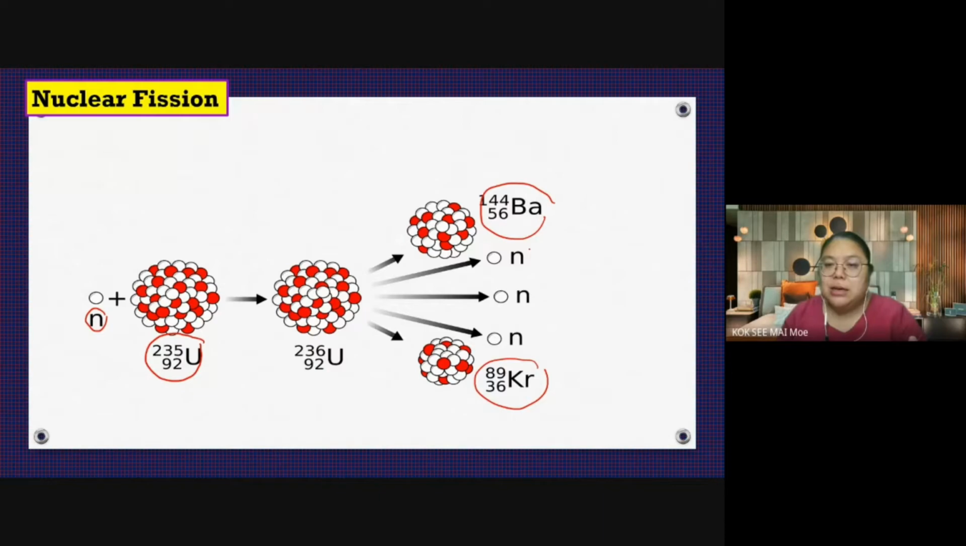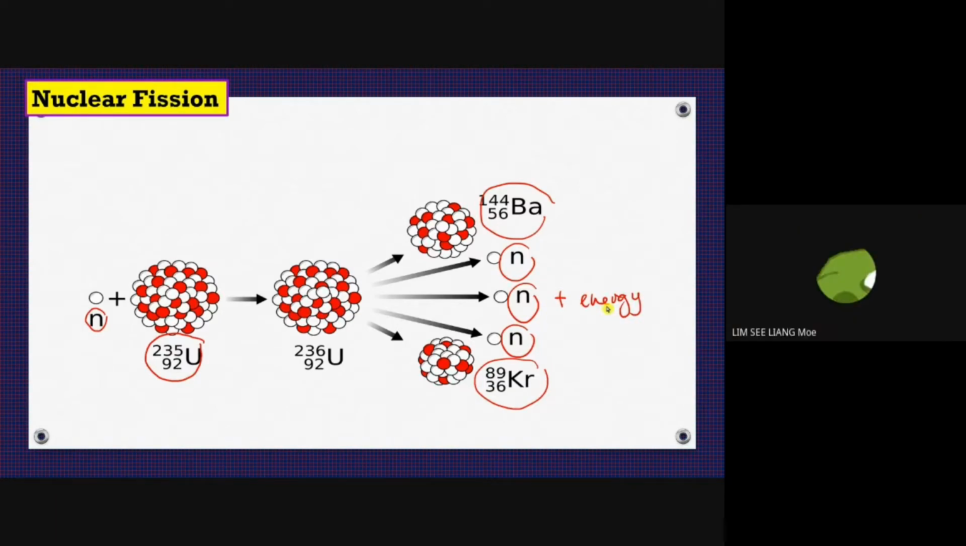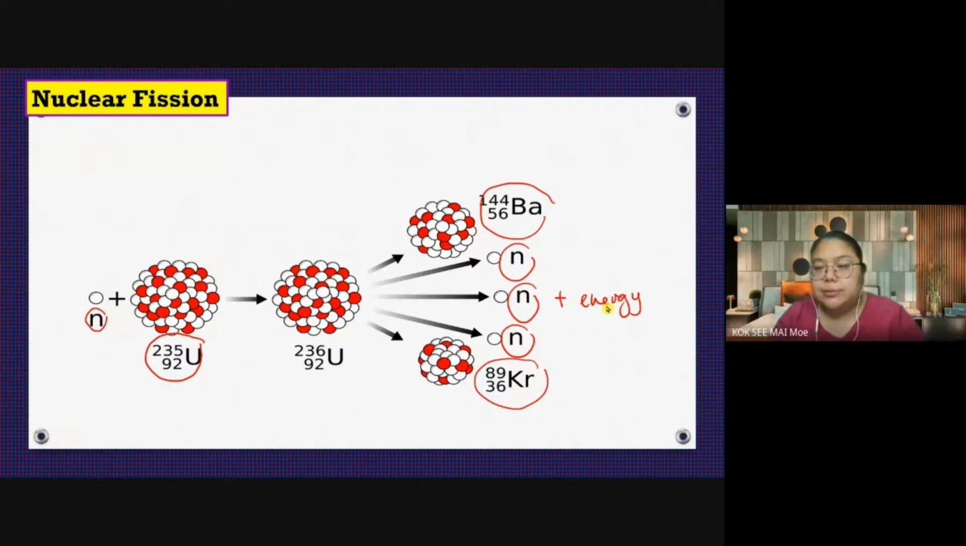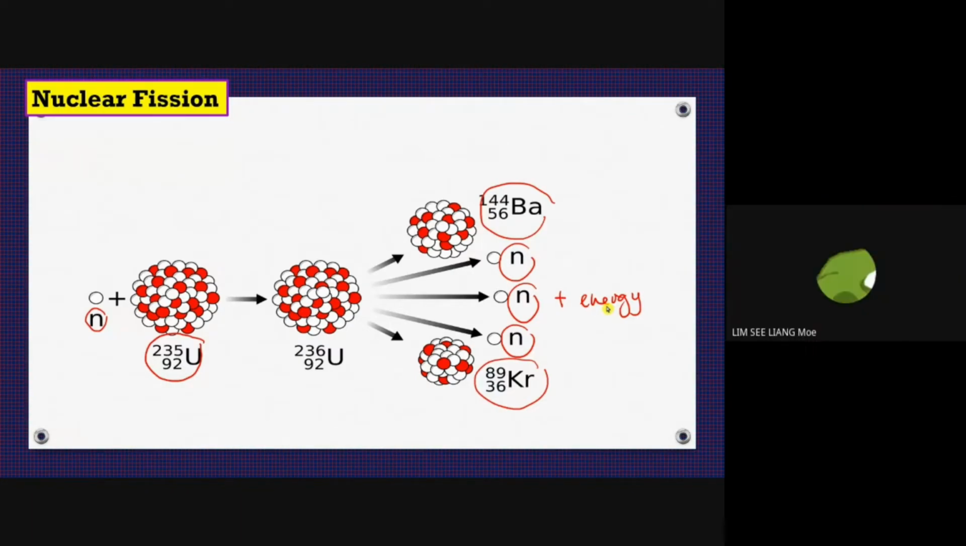After that, you must remember it produces 3 neutrons. So when starting, we have 1 neutron going to hit the unstable nucleus, uranium. After that, the uranium will split into 2 or 3 nuclei and also 3 neutrons. Don't forget plus energy. So this is the process of nuclear fission. Is the 3 neutrons fixed? Something like 3 or 2. Not every atom fission will produce 3 neutrons; some will produce 2 also.